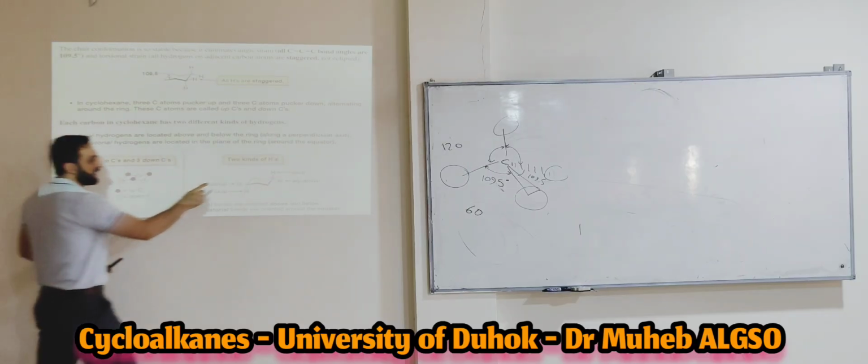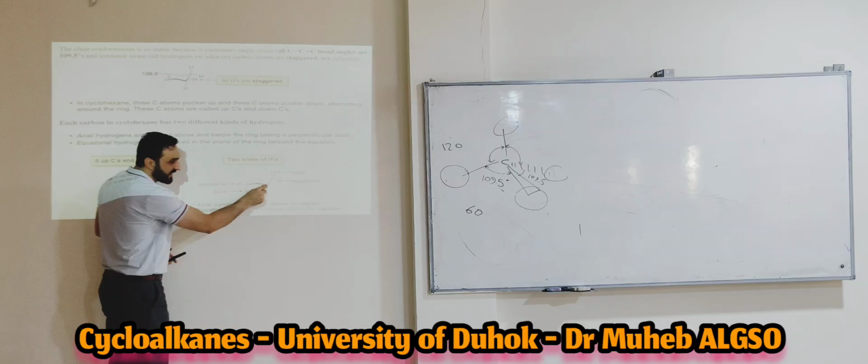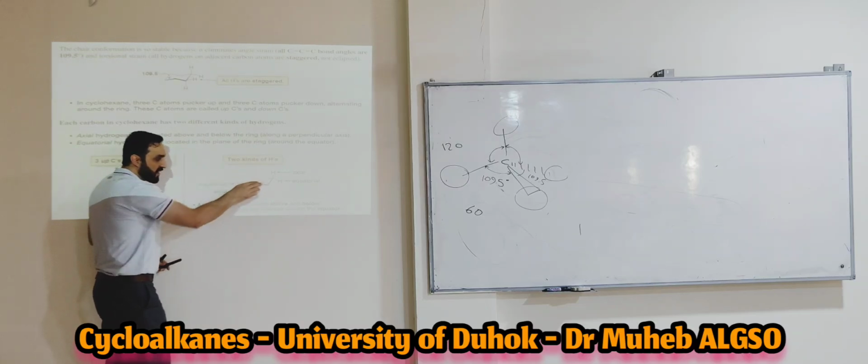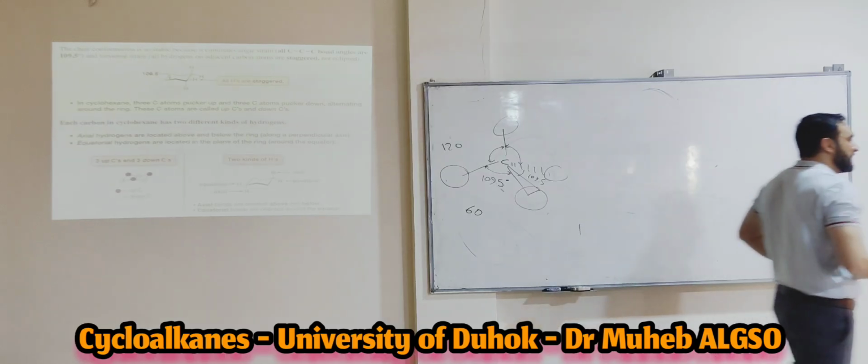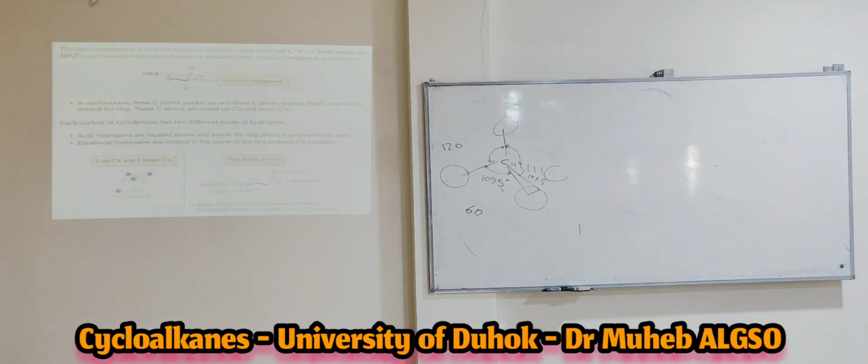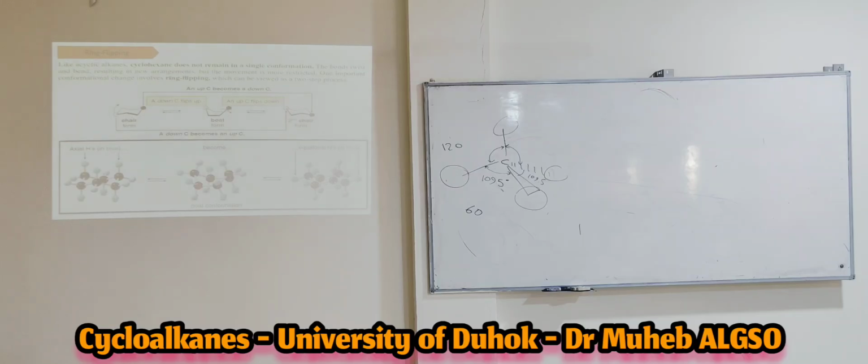Every carbon here, all the carbons, have 2 types of hydrogen. One of them is equatorial, and the second hydrogen is axial. This is in the chair form, okay, not in the flat form, in the chair form. Do you understand?